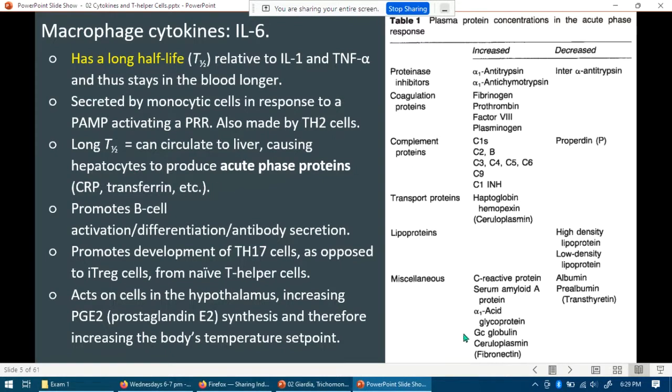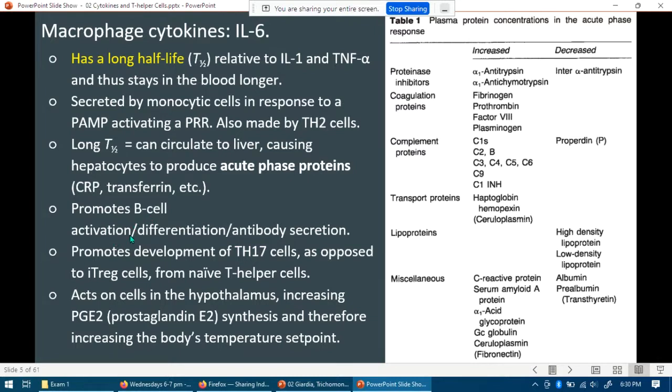And here, in this table right here, we have a list of some of the acute phase proteins. Anything that's increased is going to be an acute phase protein. So proteinase inhibitors, coagulation proteins, complement proteins, transport proteins for certain nutrients, and miscellaneous proteins, which includes some of the C-reactive proteins, serum amyloid A protein. Most of these are proteins that are going to bind to pathogens and mark them for phagocytosis. And C-reactive protein can also activate complement. We'll talk more about complement later.